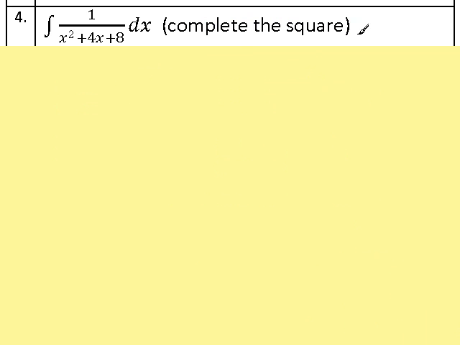In number 4, we have a hint that we should complete the square, and if we do complete the square, we'll see that we will get something that's of the form of an arctan integral. All right, so let's do that. So we'll complete that square in the denominator. So here we have x squared plus 4x, and we're going to take half the middle term, which is 2, square it, and we get 4. So we're going to add 4. But we can't just add 4, we also have to subtract 4, in order not to change anything.